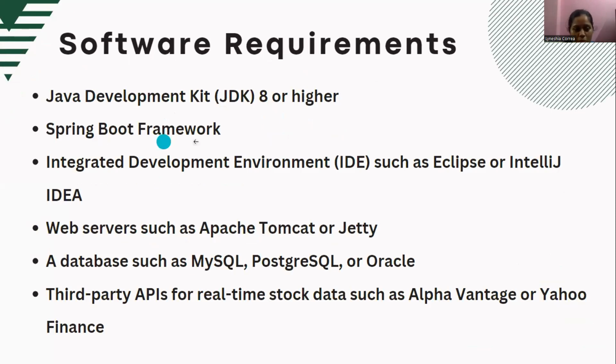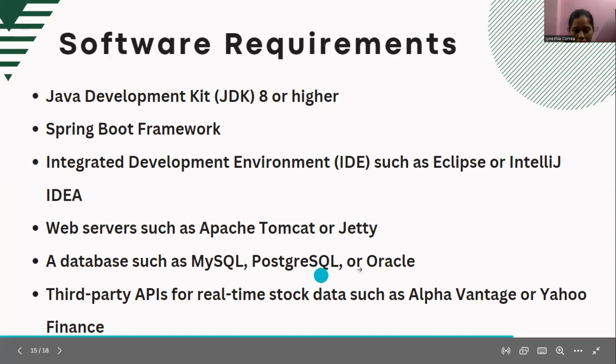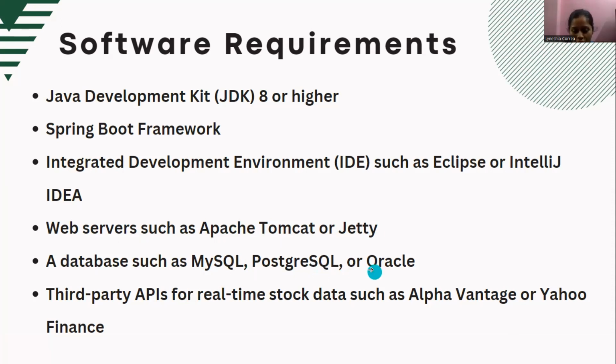Then next is Spring Boot framework. Next is any IDE such as Eclipse or IntelliJ so that you can write your code. Then web servers such as Apache, Tomcat, or Jetty. A database such as MySQL, PostgreSQL, or Oracle. Then next is third-party APIs for real-time stock data such as Alpha Vantage or Yahoo Finance.